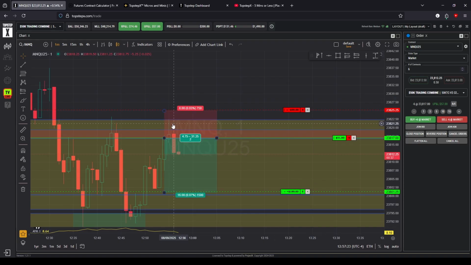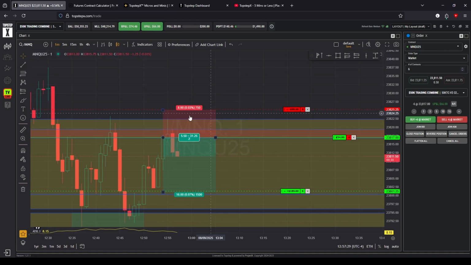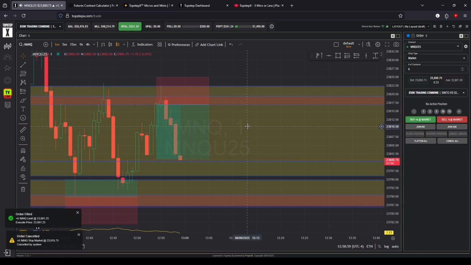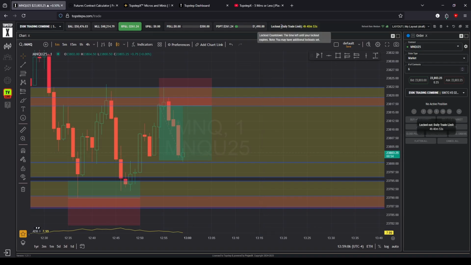I could have gone in with a limit order and had my entry better up here, but yeah, I was a bit iffy on this. I was not too sure, so we'll see how it plays out. Okay, pretty solid trade.